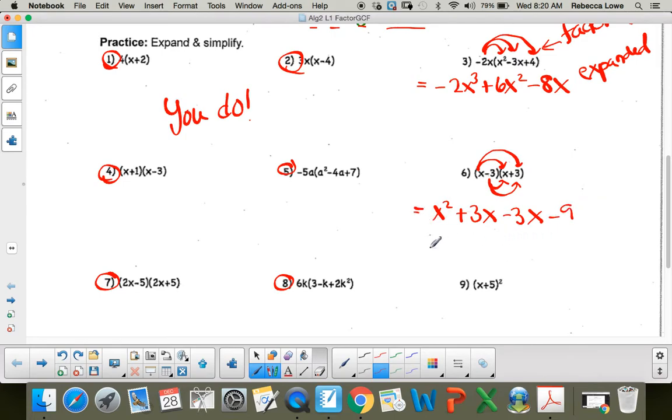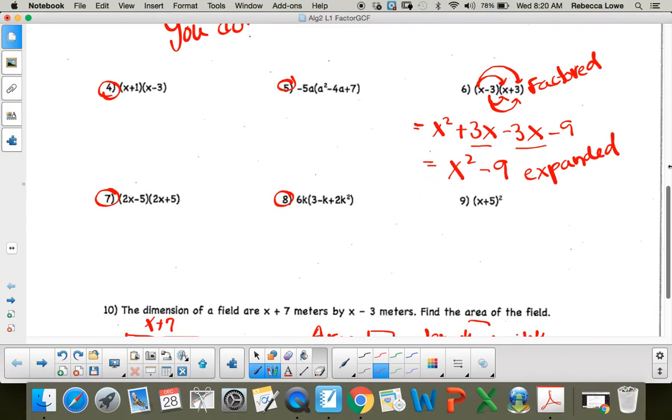And then I'm going to see if there are any like terms. There are. These middle terms are like because they have the same variable. I add those up and I get 0x, so they're gone. And the final expanded form is x squared minus 9. Remember, this here is factored form and this here is expanded. Once we get into this, you're going to be going from expanded to factored, but I just want to make sure that you understand how to do this.